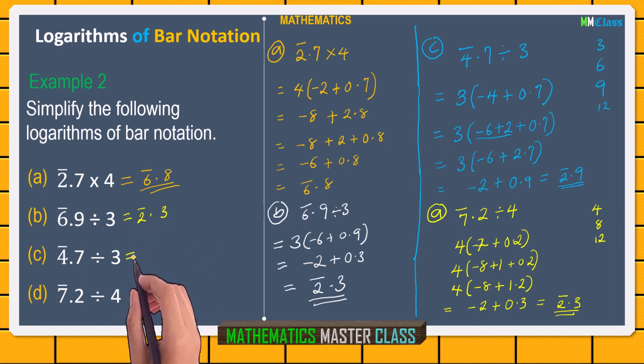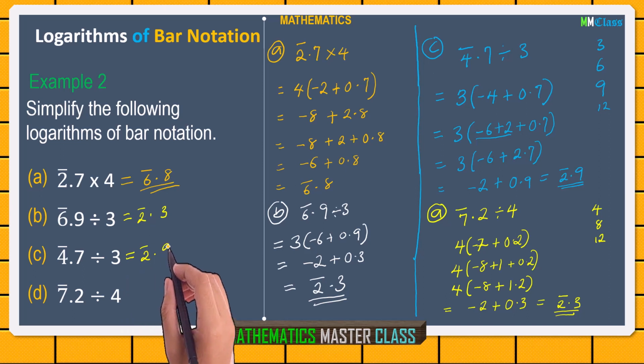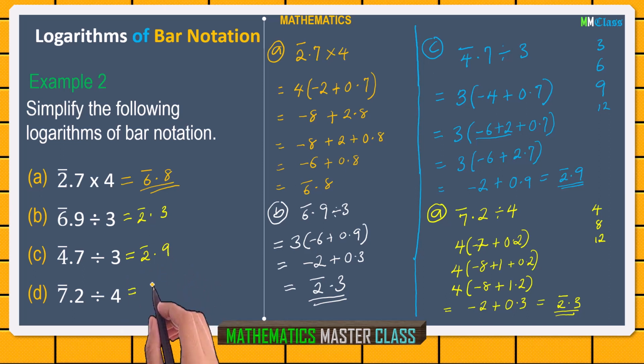So here we have our final answers: the B part, bar 2.3, and here we have bar 2.9, and here we have bar 2.3. So this is multiplication and division of logarithms of bar notation. So take note of this.